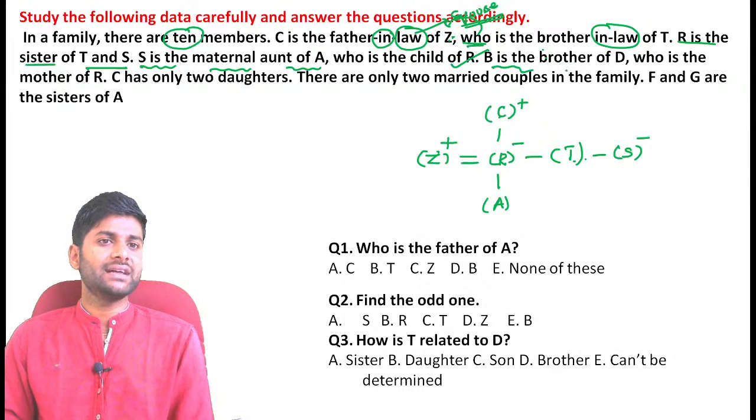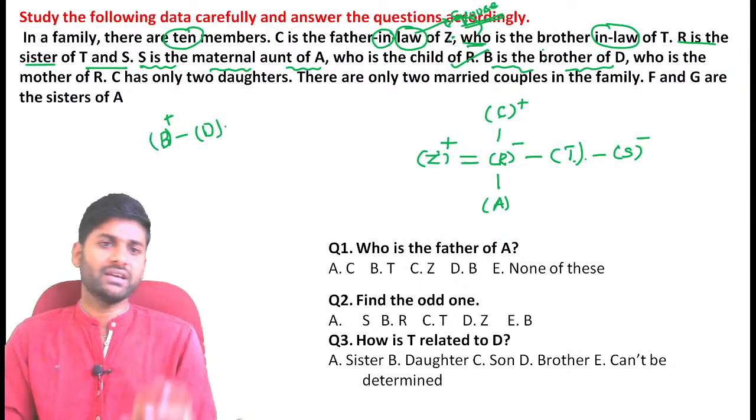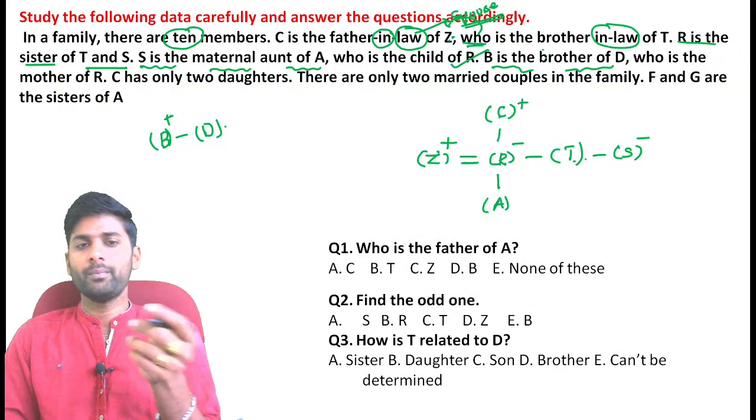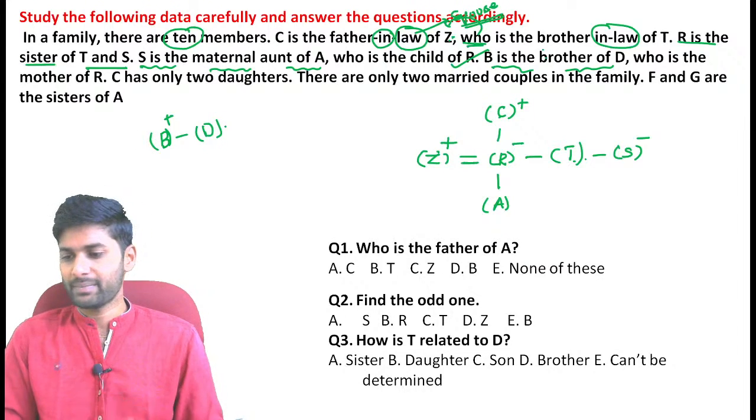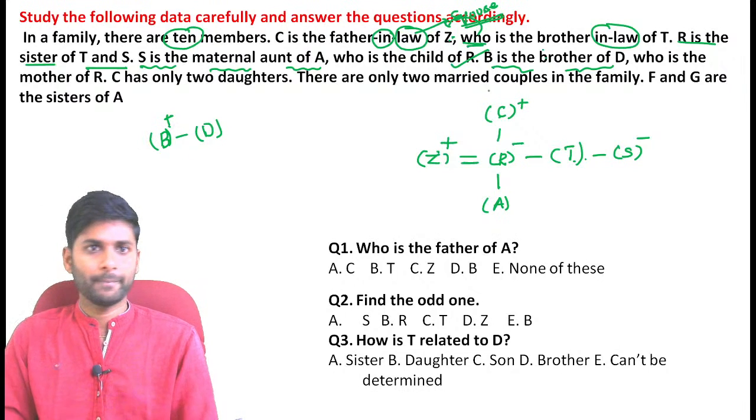Now, B is the brother of D. So B and D are brothers. B is the brother of D, guys. I took it as separate. Why? Because still we are not confirmed about B and D. So just make it a separate point. B is the brother of D. Both are side-by-side people.